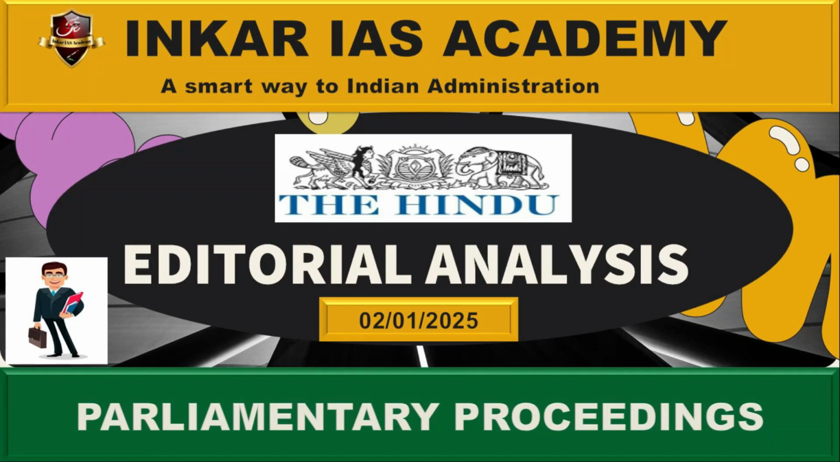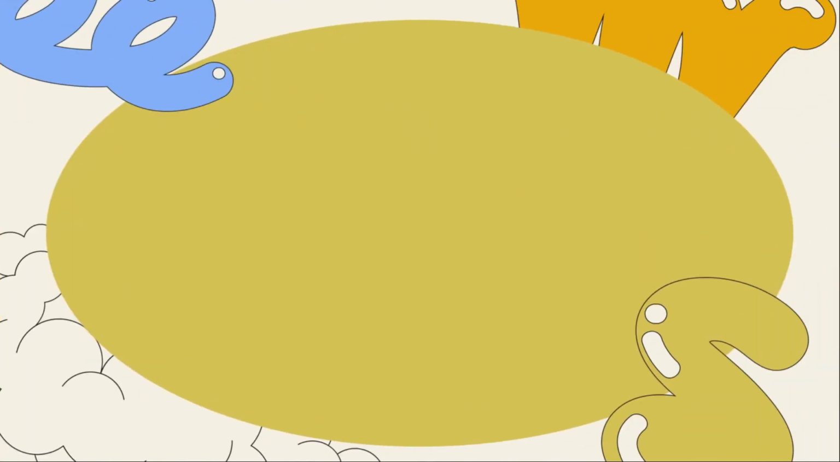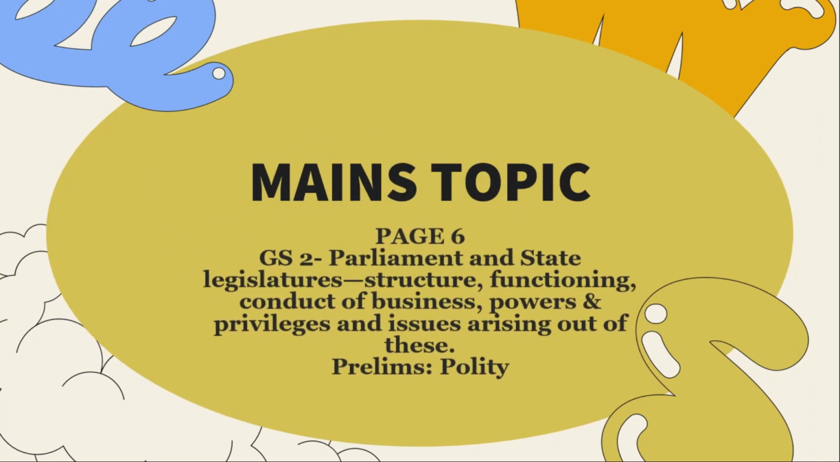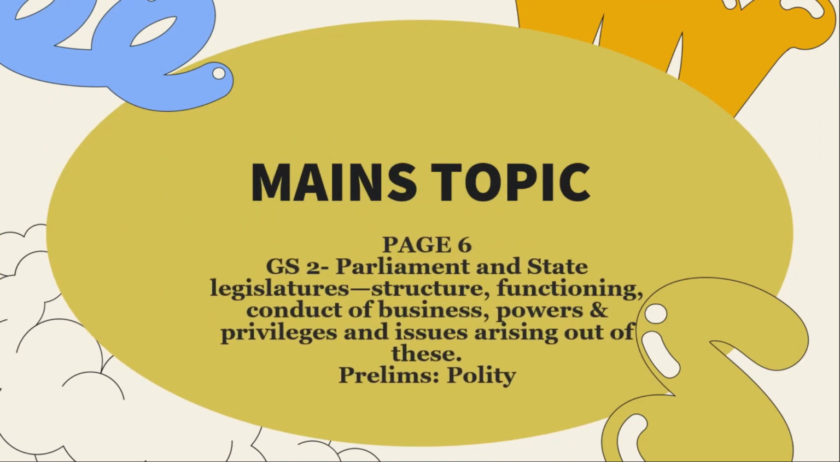Today we are going to discuss the 2nd January current affairs. The topic is taken from the daily edition: parliamentary proceedings, the sorry state of India's parliamentary proceedings. Today's editorial mainly comes under our Mains topic GS2, Parliament and State Legislature, Structure, Functioning, Conduct of Business.